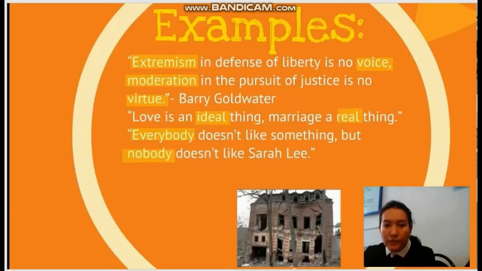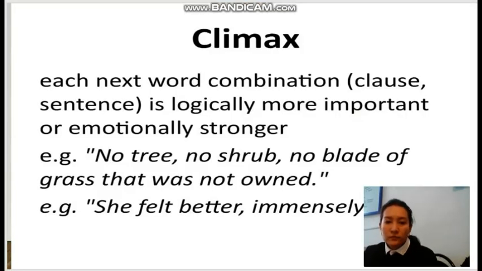Examples. "Extremism in defense of liberty is no vice. Moderation in the pursuit of justice is no virtue." "Love is an ideal thing, marriage a real thing." "Everybody doesn't like something, but nobody doesn't like Sara Lee." So here is antithesis, and in the next lesson it tells contrasting ideas. Next, climax.